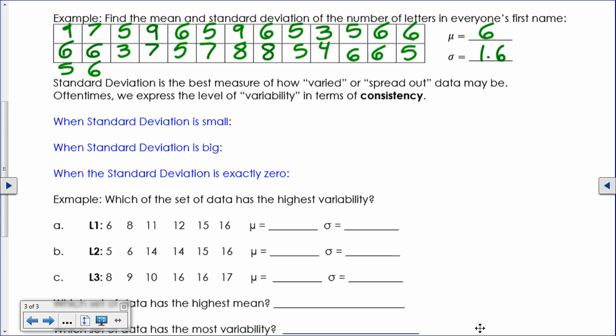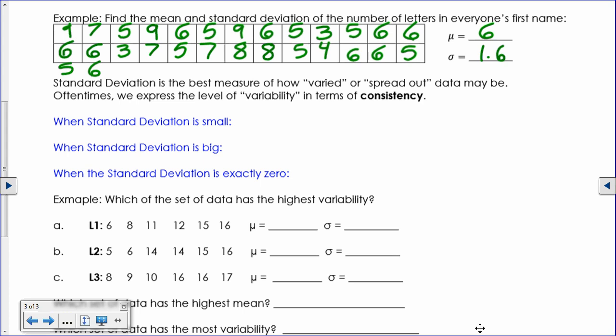It means that our lengths are relatively close to 6. They're not too spread out. We don't have somebody whose name is 15 letters or something like that. We're all really close. Another way you can say this is that on average, the names are 1.6 away from the mean. That's a way they could express it, using the on average kind of language. I'm going to describe that at the bottom so you can see it.